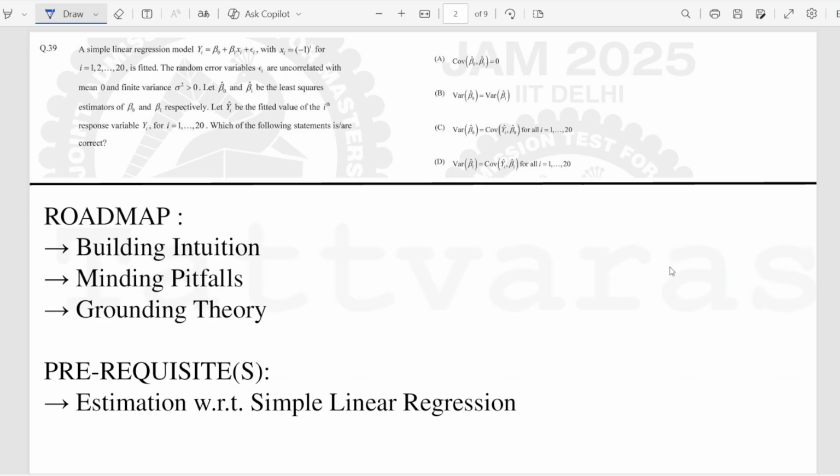Let's get started with this question on simple linear regression and an element of estimation. It may look slightly bigger than other questions. You are given this simple linear regression setup where yi is a random variable, xi's follow a certain structure, and not just the least square estimates, least square estimators. You have to look at the covariance and variance of that. So it's a two-dimensional, two-layered problem.